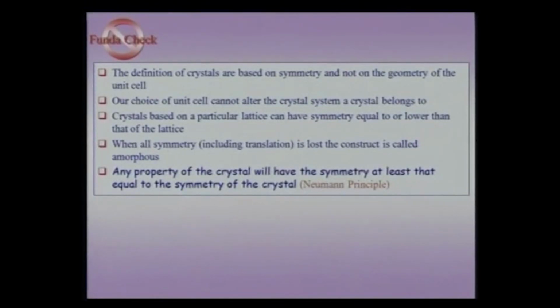And a very important thing which we considered: any property of the crystal will have at least the symmetry equal to the symmetry of the crystal, or typically it could be even higher than the symmetry of the crystal. And when we are talking about symmetry, we are talking about the point group symmetry in this context, and this principle is known as Neumann's principle. So all the language of symmetries and the language of crystallography can be directly correlated with the properties, and especially the symmetry of the properties.